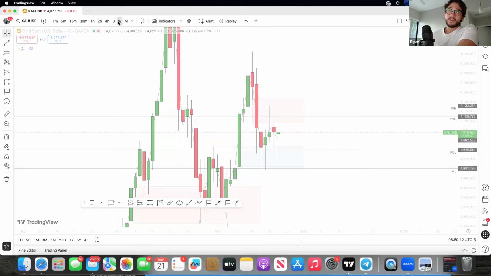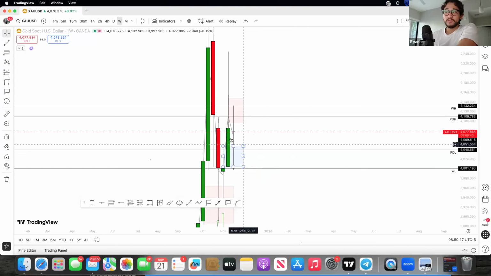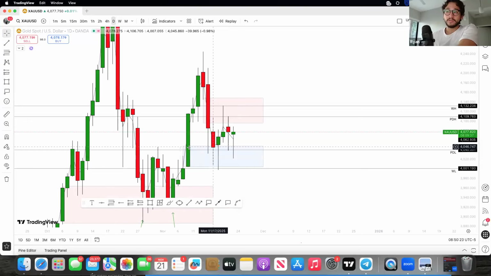So if you go back here towards the weekly time frame, that's exactly why the weekly is indecisive. There's no clear direction yet in the weekly time frame based off the daily time frame, because on daily, we are respecting this daily bullish fair value gap, and we're also respecting this daily bearish fair value gap right here. Any questions so far?